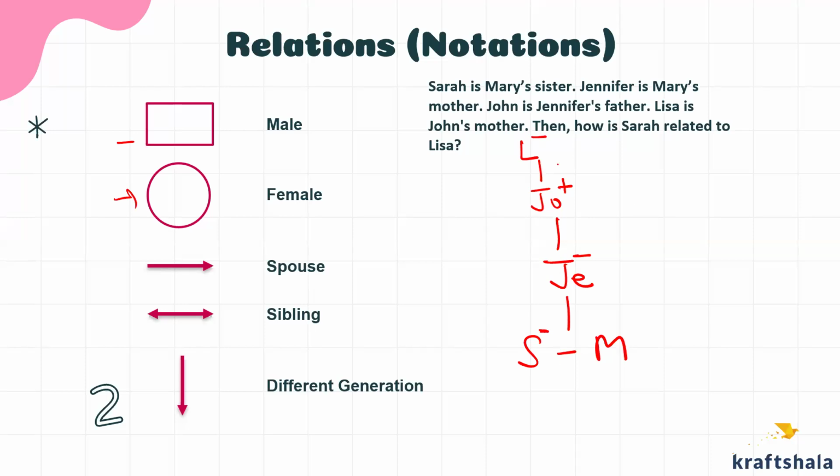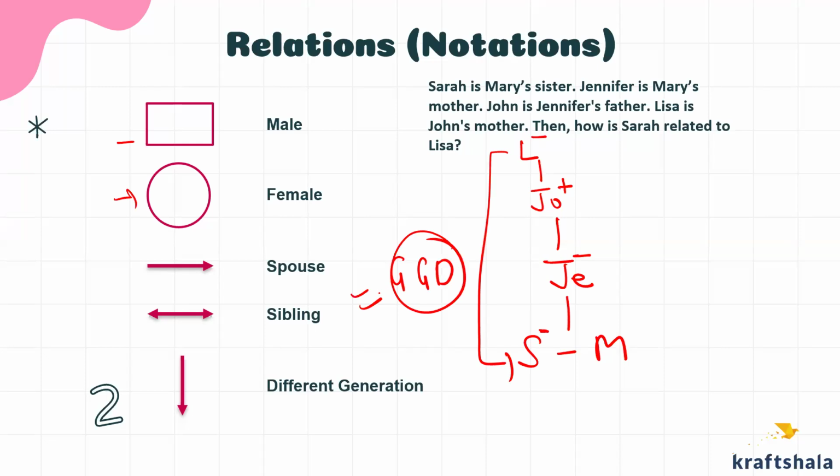How is Sarah related to Lisa? So Lisa's child, this is grandchild, this is great grandchild. And Sarah's gender is also known. So this will become great granddaughter. So the answer is great granddaughter.